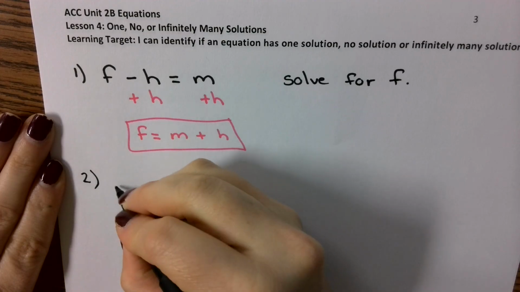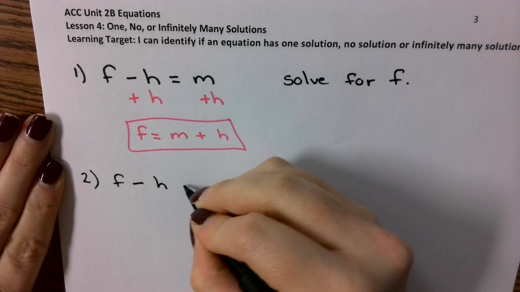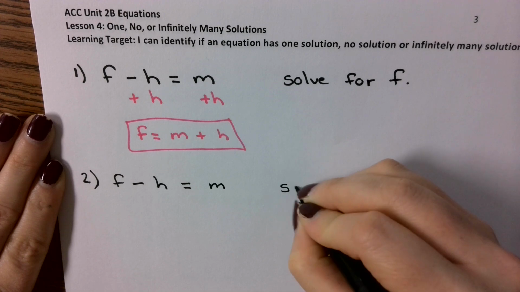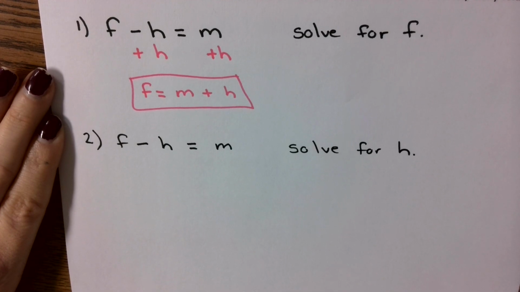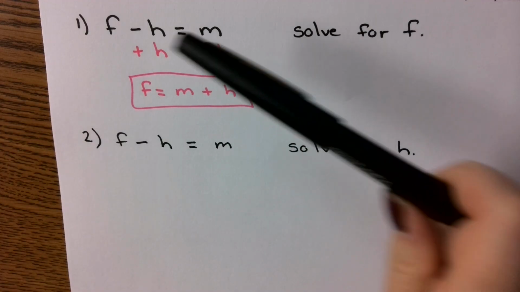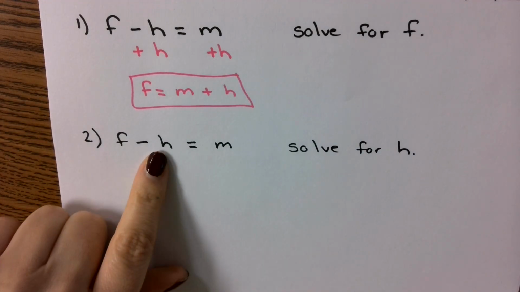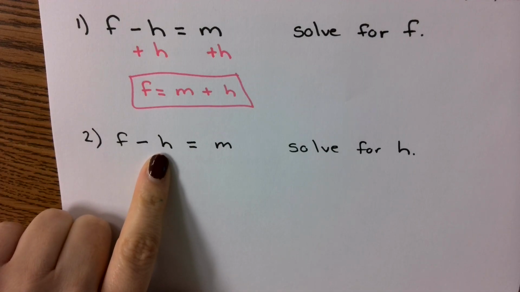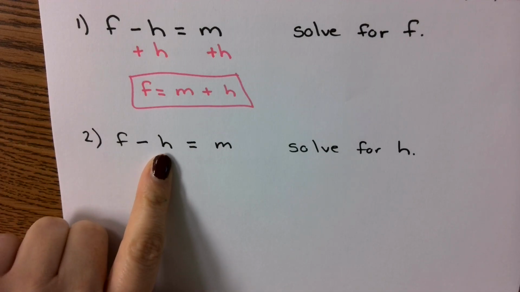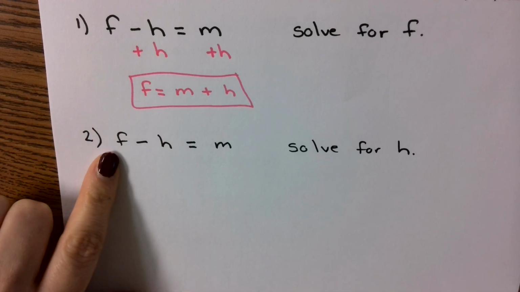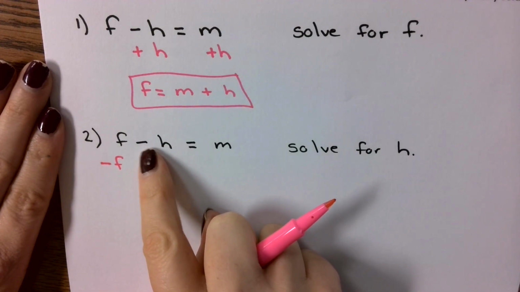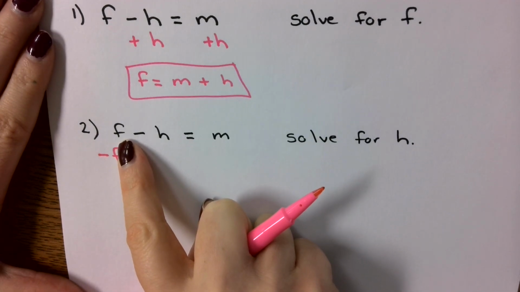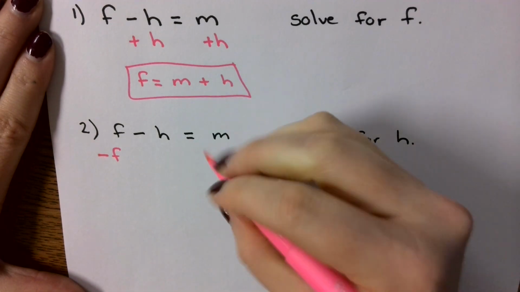Okay, let's take that exact same equation. F minus h is equal to m, but this time I want to solve for h. When I solved for f, all I had to do was add h to both sides. Now I want to solve for h. That means I want h completely isolated. So I need to remove the f first. How am I going to remove the f? Subtract f. Even though this is a subtraction sign here, that subtraction sign does not belong to the f. So we're going to subtract f from both sides.